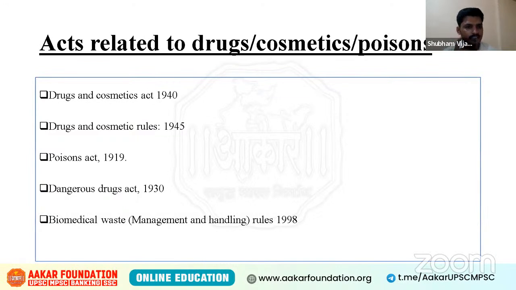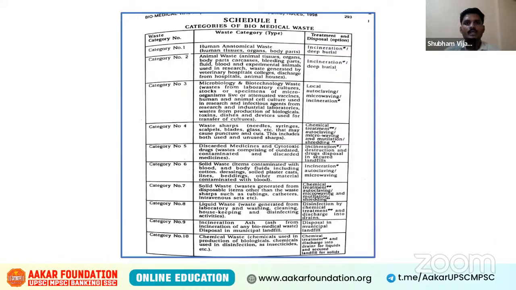The Poisons Act came in 1919. The Dangerous Drugs Act came in 1930. And the Biomedical Waste Management and Handling Rules came in 1998.